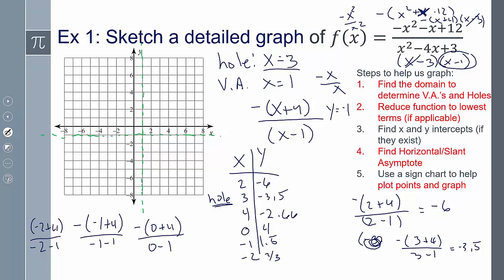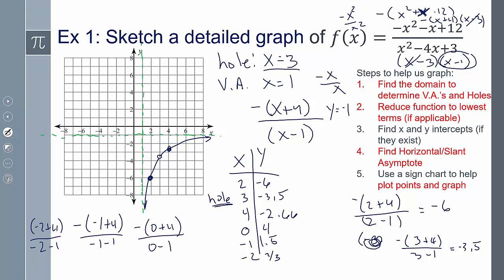So at 2, it's negative 6. At 3, it's negative 3.5, but that's a hole. So that's normally going to be there. So I'm going to just draw a hole there. And then at 4, it's negative 2.66. So that's about right here. Now drawing it, it wants to hug the asymptotes. Hug the asymptotes.